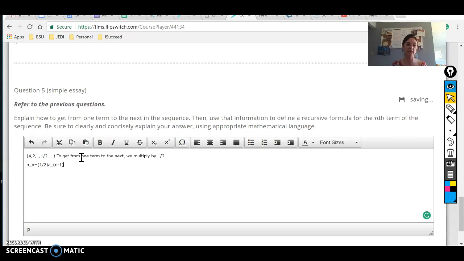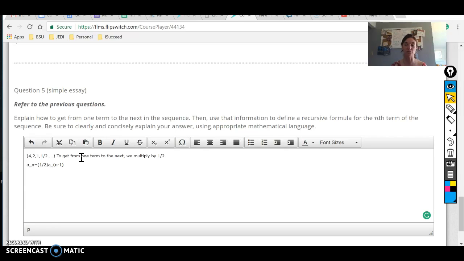So this means that to get to the next term, a sub n, I have to look at the previous term and multiply it by 1/2. So if I want term 2, I have to look at term 1 and multiply it by 1/2. If I want term 3, I have to look at term 2 and multiply it by 1/2. If I want term 4, I need to multiply term 3 by 1/2. So that's the difference between the explicit and the recursive formulas.